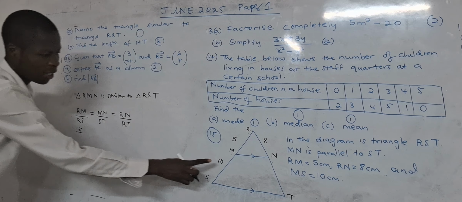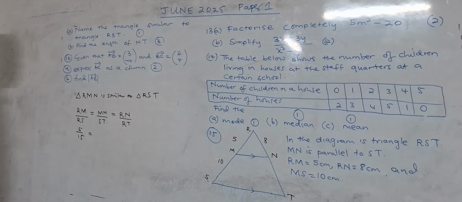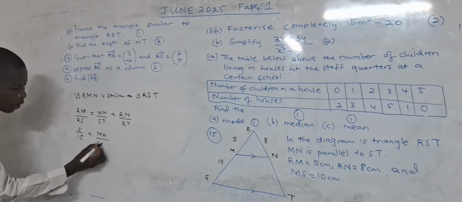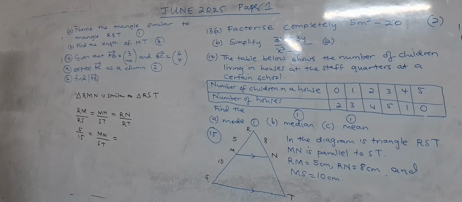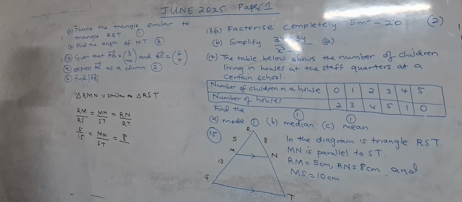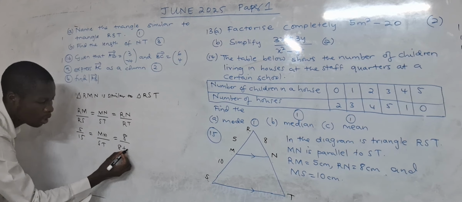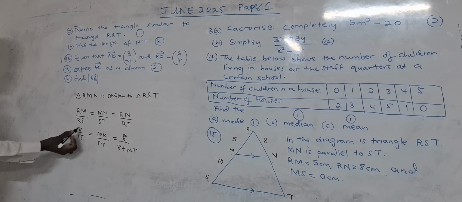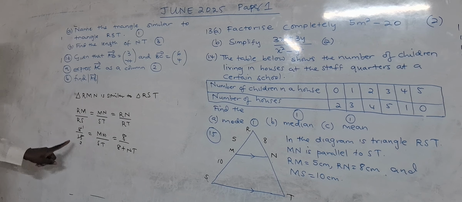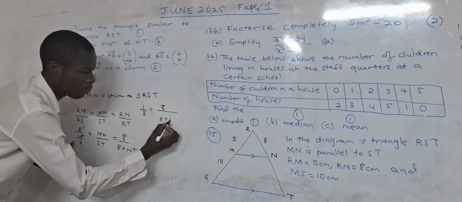RS is given, which is 10 plus 5. So RS is 15, which is equal to MN, which is not given, so I'm going to write MN, and ST is not given, I'm going to write ST, is equal to RN, which is given, this is 8. RT is 8 plus NT, so this is 8 plus NT. This can be further reduced. 5 here is 1, 15 here is 3. So I have 1 by 3 is equal to 8 divided by 8 plus NT.